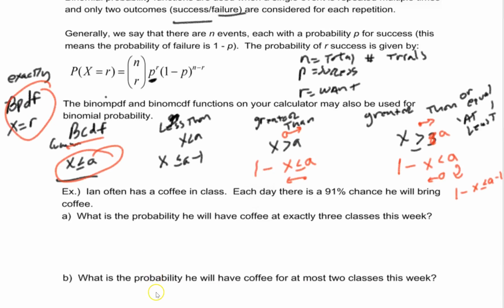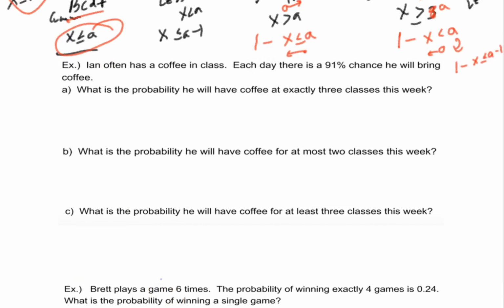So let's do a couple examples. So this one, Ian often has coffee in class. Each day there's a 91% chance, that's my probability, that he'll bring coffee. What is the probability he will have coffee at least 3 classes this week?